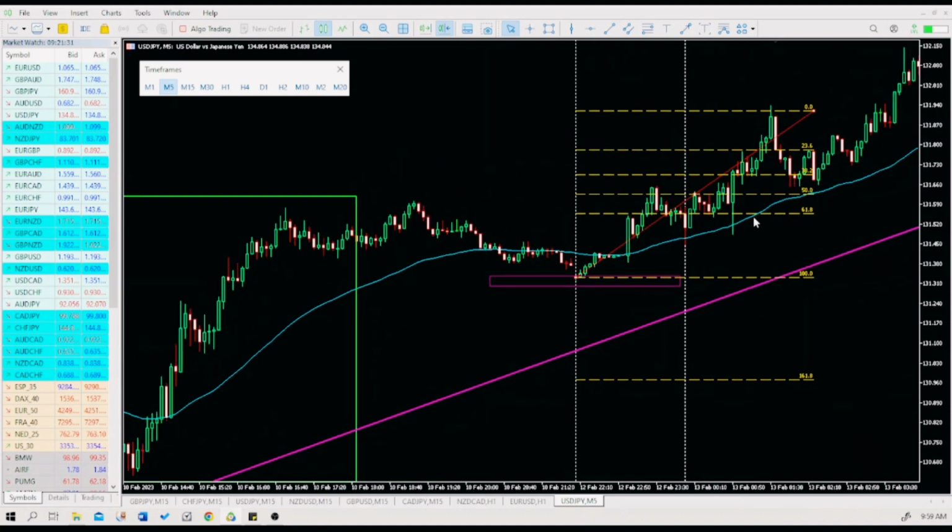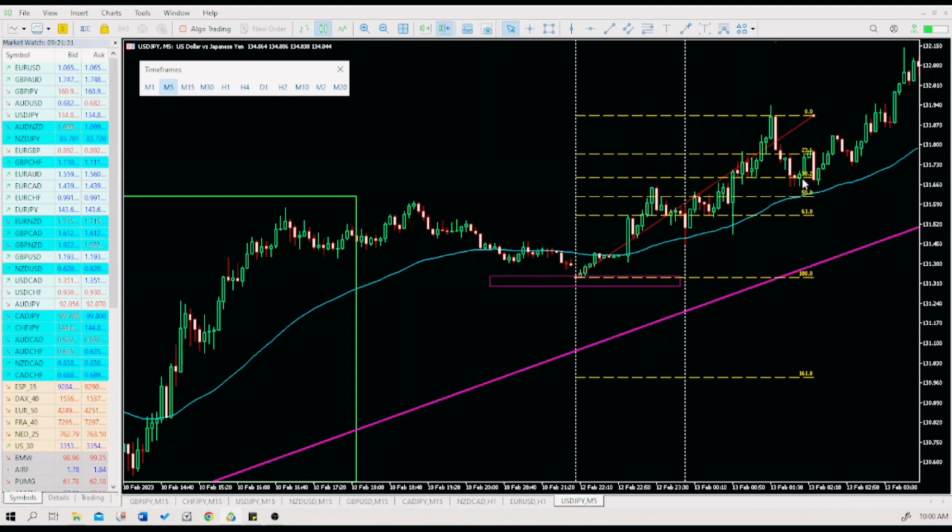So as you can see, the market retraced back to the 38.2 level. Can you see? It retraced back to the 38.2 level and gave us a bullish engulfing pattern. Keep this pattern in your head. Can you see? This V pattern.